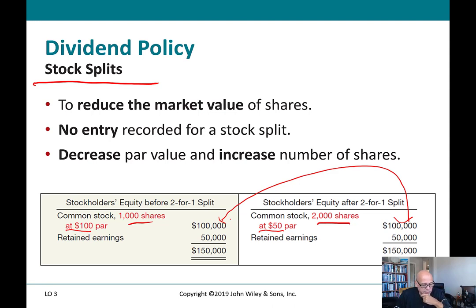Okay, so it really would serve to probably reduce the market value of the stock, at least temporarily. The hope is that as more investors get attracted to that stock, as the market value comes down, eventually that'll drive up demand and the price of the stock will continue to increase at a nice steady rate for us. So it has more to do with marketing than it does with accounting. There's no journal entry associated with that because no dollar amounts in the stockholders' equity have changed.